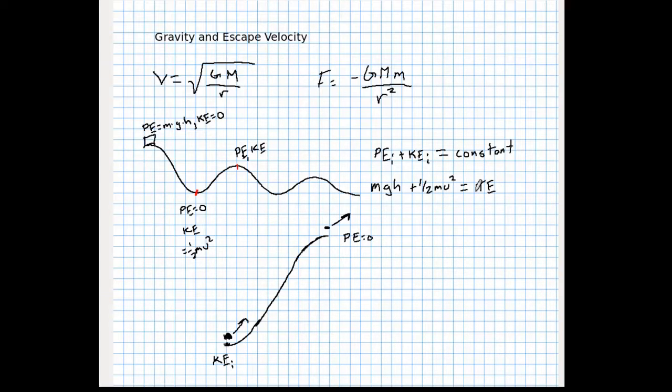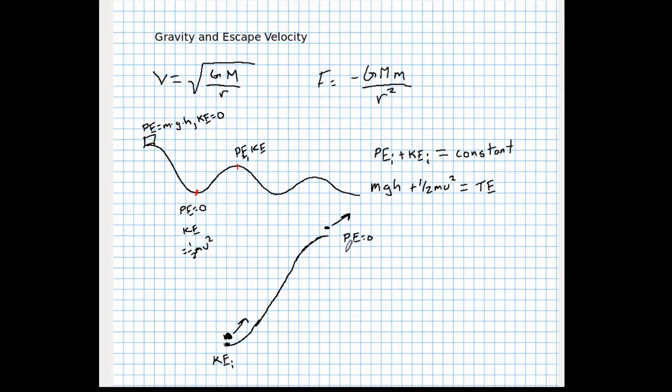So that's a little funny. I want to start at the bottom with some kinetic energy. I want to climb up to the top with just enough kinetic energy so that I can escape, and the top is the place where potential energy is 0.